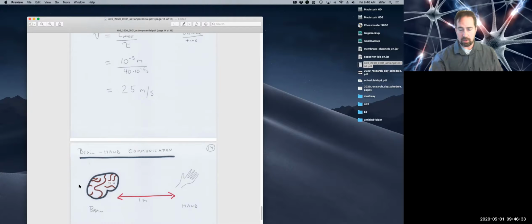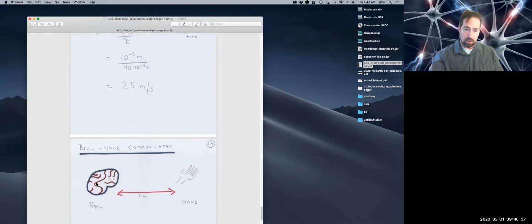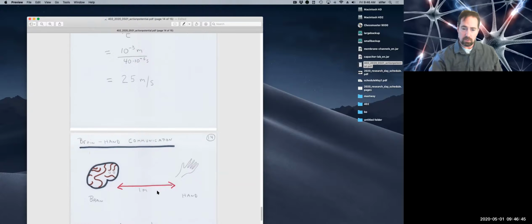I don't know why it came out looking like it has a mustache. I don't know, it's a hairy brain. And it's about 1 meter away from a hand, right? That's about the distance from your brain to your hand. And so that's the distance for a typical signal to have to travel.